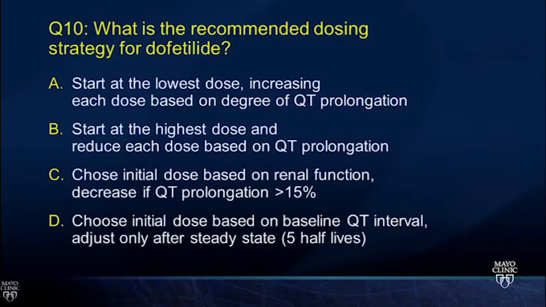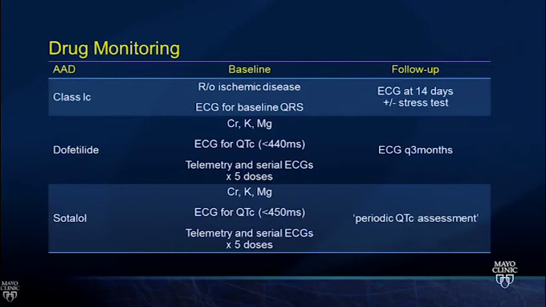So once you start these medications, I won't ask you this, but I'll tell you the answer. Most of these potassium channel blockers, you have to choose the initial dose based on renal function and reduce the dose based on QT interval. If the QT interval is more than 500 milliseconds, that's a usual cutoff, or the JT interval is more than 400 milliseconds, reduce the dose of the medication.